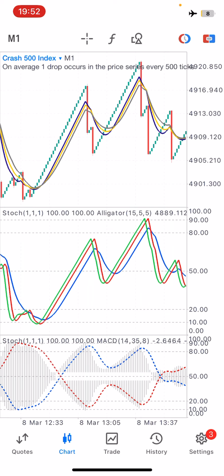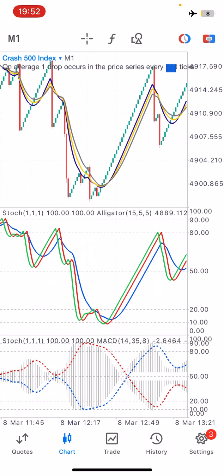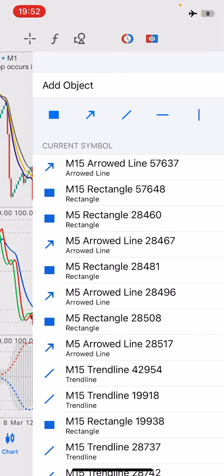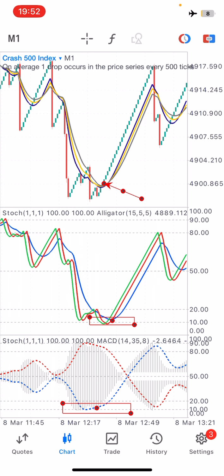So we can go on and on about this. Here was another nice entry. Can you see, guys, how powerful this is? And it went all the way up, just like that.